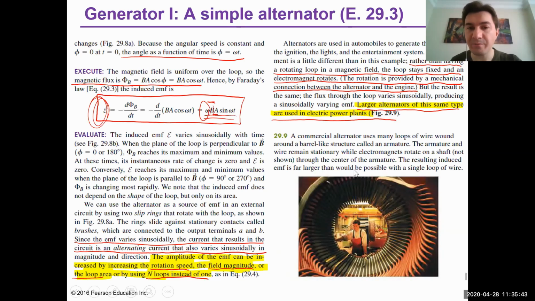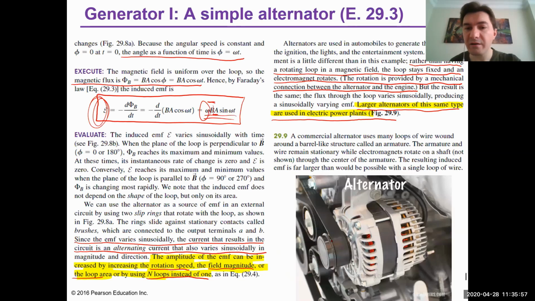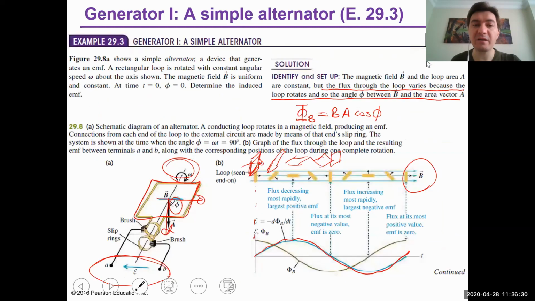So here you see a very large commercial alternator used in electric power plants to produce AC electricity. And here we have another type of alternator used in cars to produce electricity. Alternators are used in automobiles to generate the currents in the ignition, the lights, and the entertainment system. But the working is a little bit different.